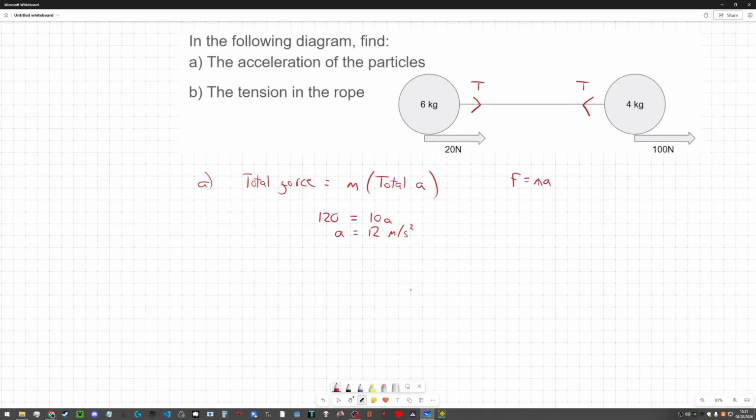That's part A done. Then part B is to work out the tension in the rope. Here we can pick a weight, say the 6 kilogram one, and consider only the forces acting on that weight. So here we have the tension force acting to the right, 20 newtons to the right. We know it's accelerating at 12 meters per second squared, and so we can use F equals ma again.